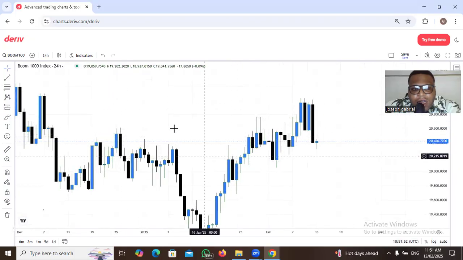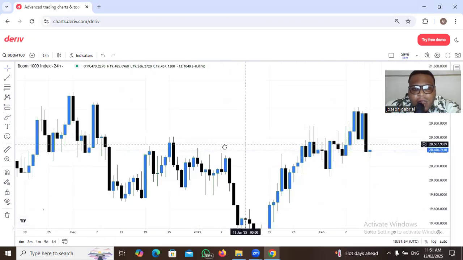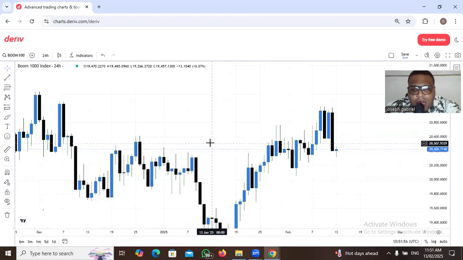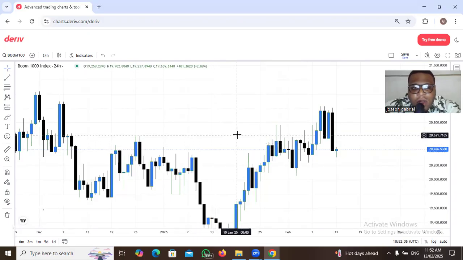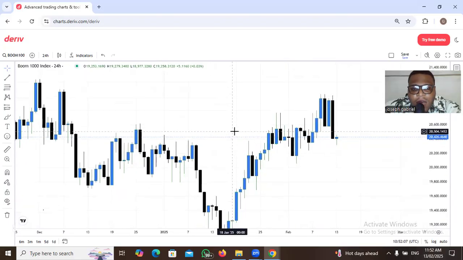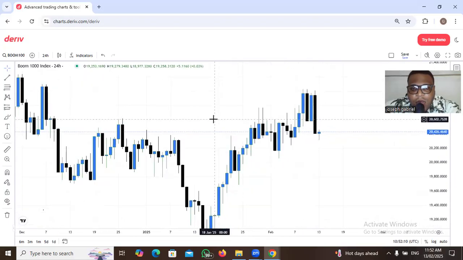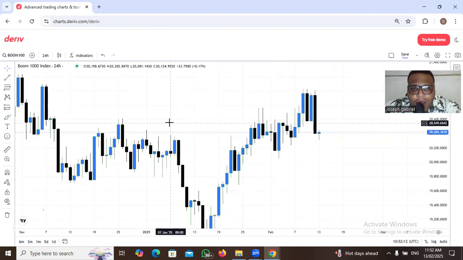Now, mind you, these assets are not the same as the other assets which were listed. I'm going to tell you why. These assets are like a family. Boom and crash have a family, which I'm going to explain. The VIX assets have a family, which is VIX 75.